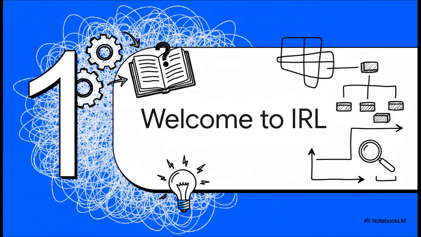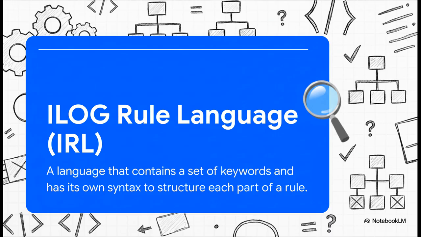But before we start hammering through the glossary of keywords, we've got to answer the big question first. What is IRL anyway? IRL, the ILOG rule language, is basically the bedrock. It's a programming language with its own unique keywords and syntax, and its entire purpose is to let you write, manage, and execute business rules with absolute precision. Think of it as the technical blueprint for automating your business logic.